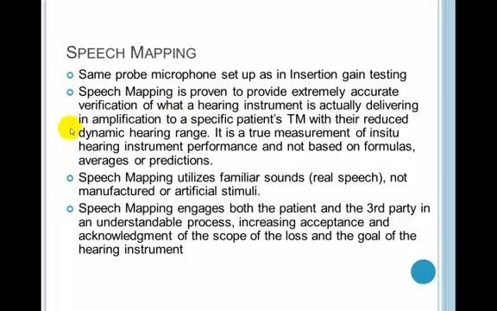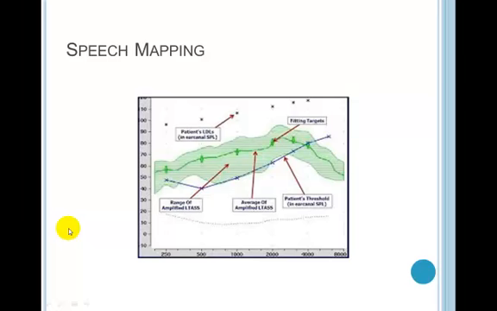Okay, so that's very, very important, what we just discussed. Speech mapping utilizes familiar sound or real speech, also another pro of this type of testing. Speech mapping engages both the patient and the third party, so any family members, in an understandable process, increasing acceptance and knowledge of the scope of the hearing loss and the goal of the hearing instrument. Exactly. That's exactly the benefit. This is basically what you get.